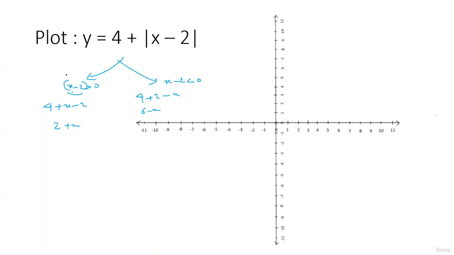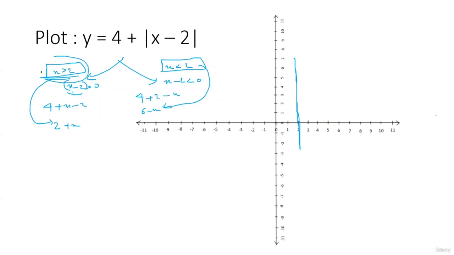Okay, x minus 2 greater than 0 means what, guys? x should be greater than 2, right? And x minus 2 less than 0 means x should be less than 2. So for x greater than 2, the graph 2 plus x will work, and for x less than 2, the graph 6 minus x will work. So basically this is what we have to do here. We have to draw this line, x equal to 2. For greater than 2, the graph 2 plus x will hold, right?